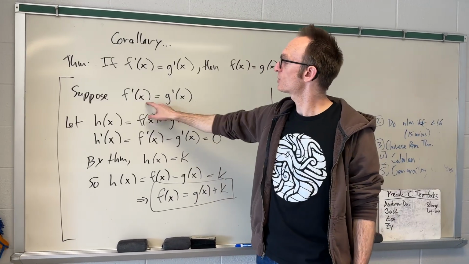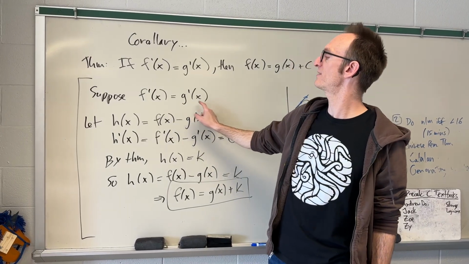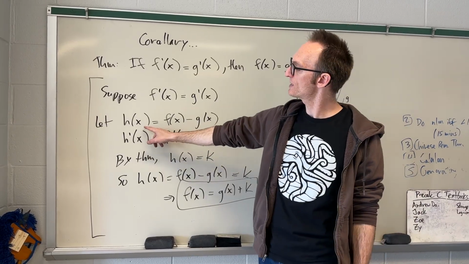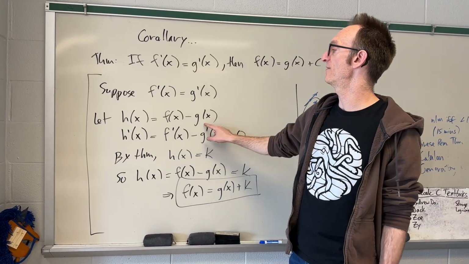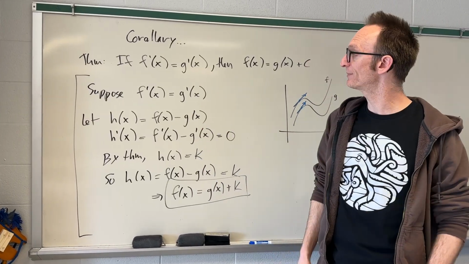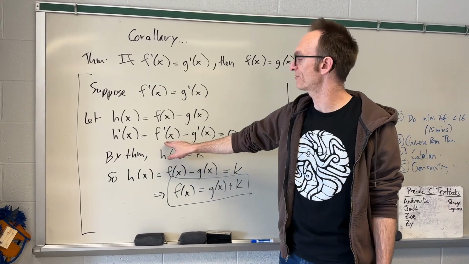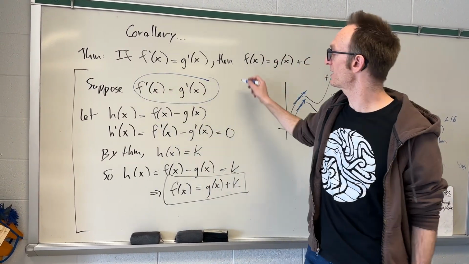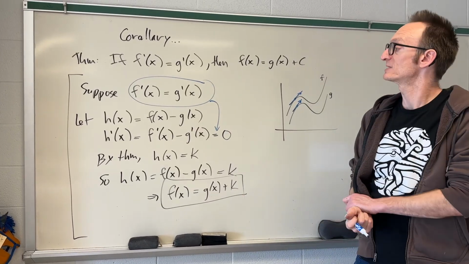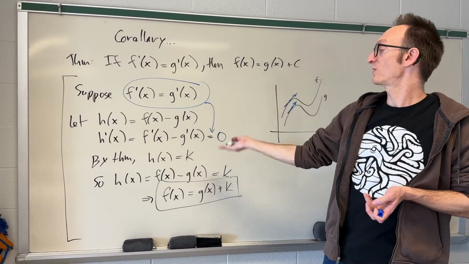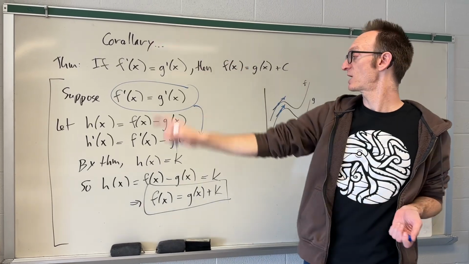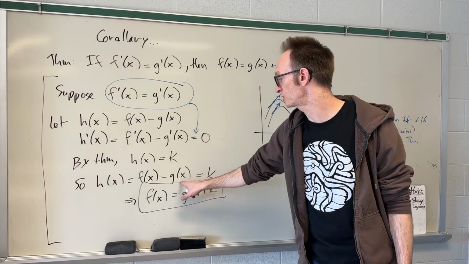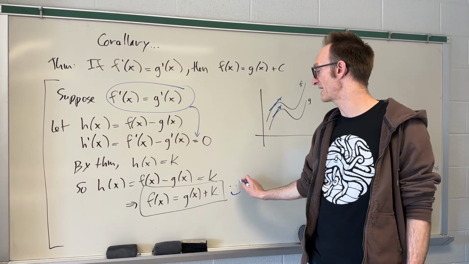To show that, we suppose that these two functions have the same derivative, and then we make a new function. We do this trick again for the second time in this class, where we create a new function h, which is the difference of f and g. This solves our problem because the derivative of h is just f prime minus g prime, and by assumption, since these derivatives are equal, then the difference between them is 0. Well, now I have this function h whose derivative is 0. By the previous theorem from a second ago, this means that this function h is a constant function. And if h is just f minus g, but it's also a constant function, that proves that f is just g plus a constant.